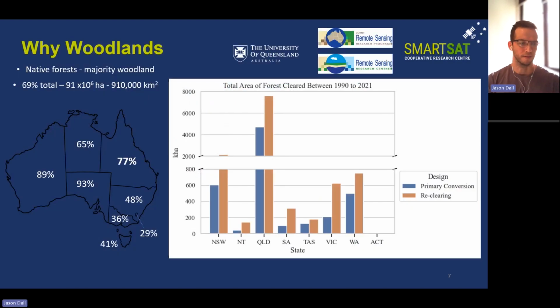And as I mentioned before, overall, 69% of Australia's native forests are woodlands. This equates to 91 million hectares or 910,000 square kilometers. It may sound like a lot, but when we think about the previous slide, it really isn't that much. Between 1990 and 2021, over 12 million hectares have been cleared and re-cleared in Queensland alone.